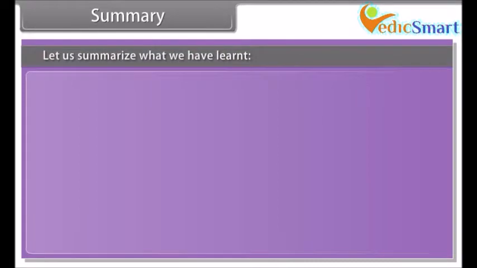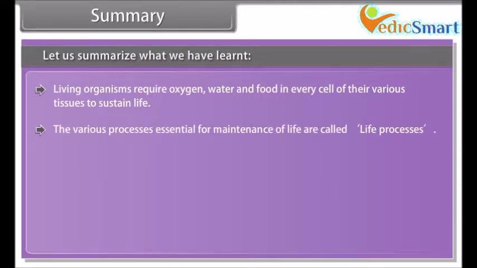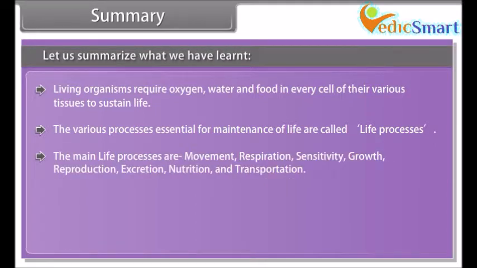Summary. Let us summarize what we have learned. Living organisms require oxygen, water, and food in every cell of their various tissues to sustain life. The various processes essential for maintenance of life are called life processes. The main life processes are movement, respiration, sensitivity, growth, reproduction, excretion, nutrition, and transportation.